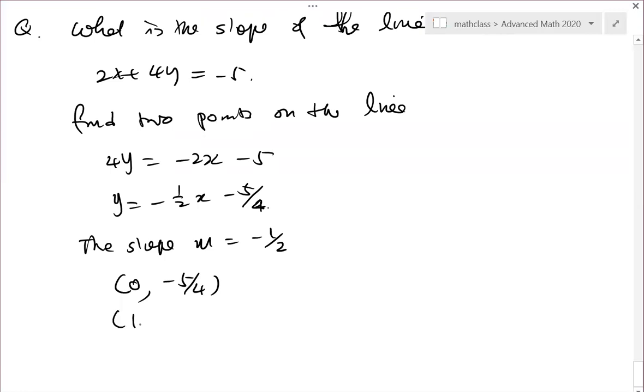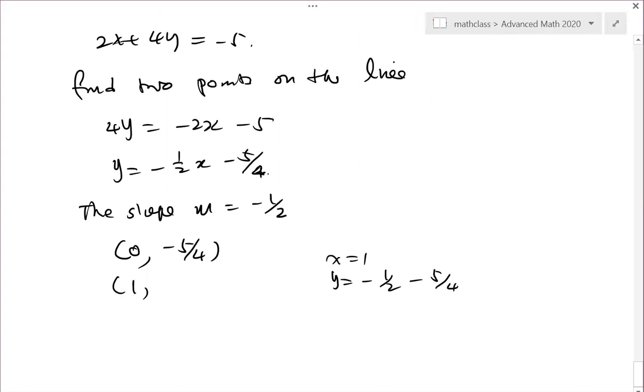When if x is 1, let's calculate, right? X equals 1, y equals -1/2, minus 4 over 5. So I get -2 over 4. So it's -7 over 4, okay? So then -7 over 4 is another point, okay? That's it.